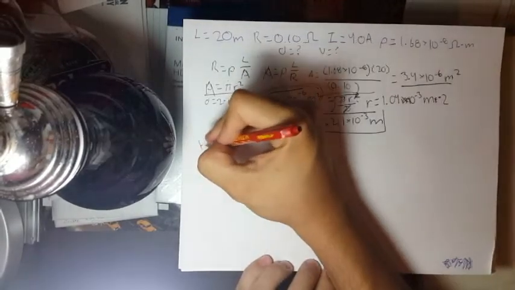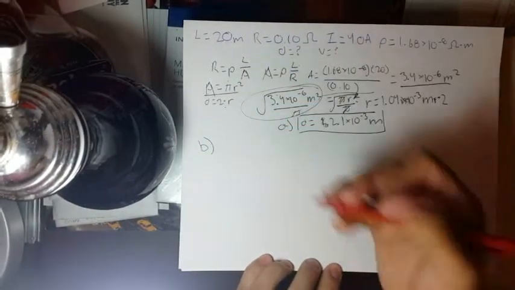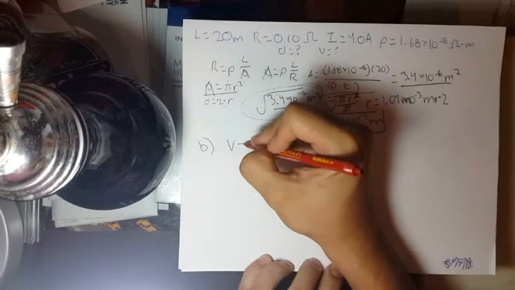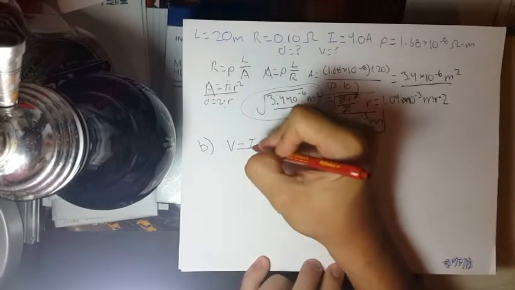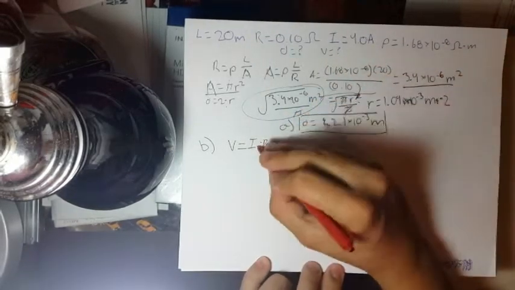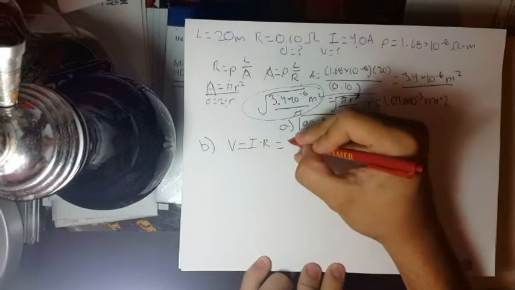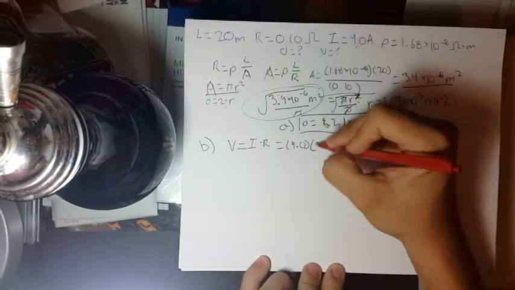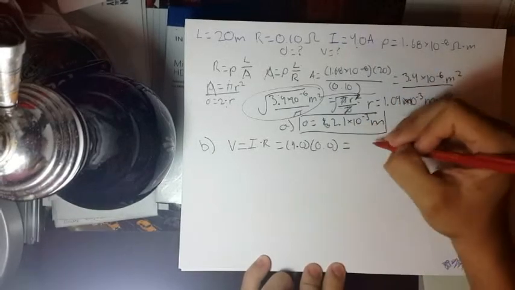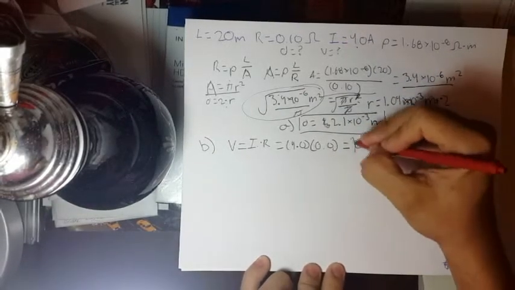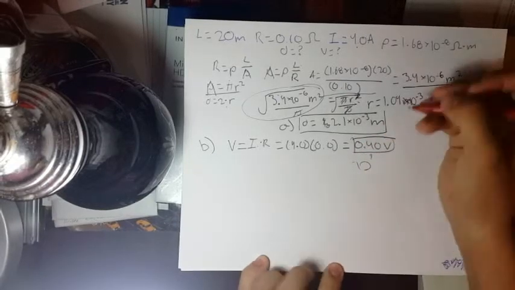And in part B, they're asking us to find the potential difference, or V. As we know from Ohm's law, the potential difference is equal to the current times the resistance, or the current that is given to us as 4.0 amperes, 4.0 times the resistance, which is 0.10 ohms. The potential difference is going to be 0.40 volts. And like that, you solve part B.